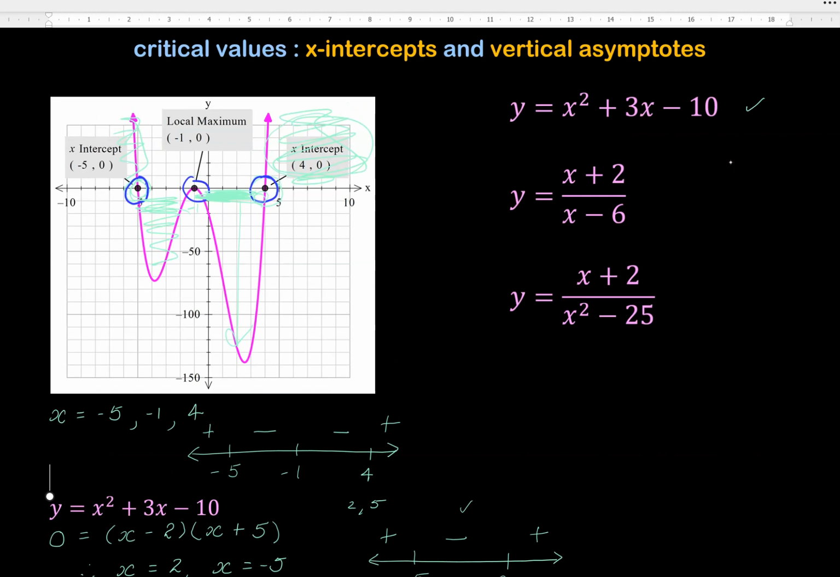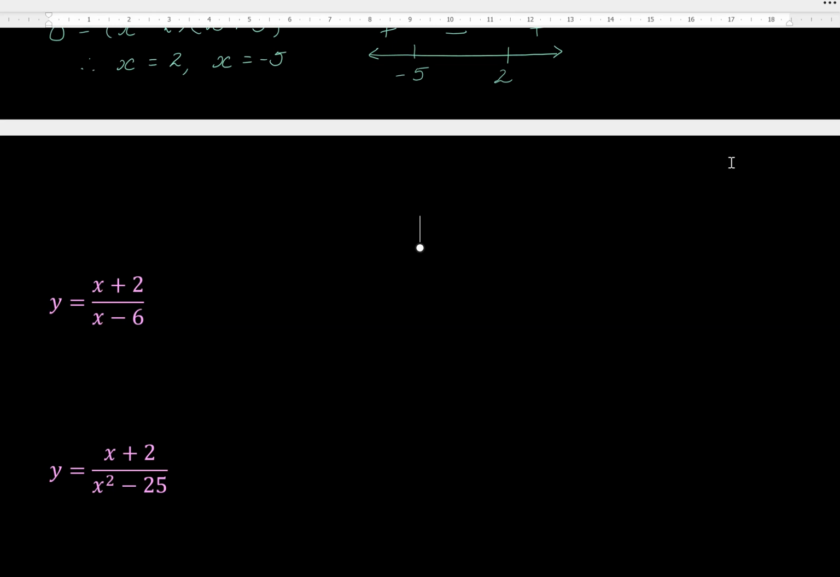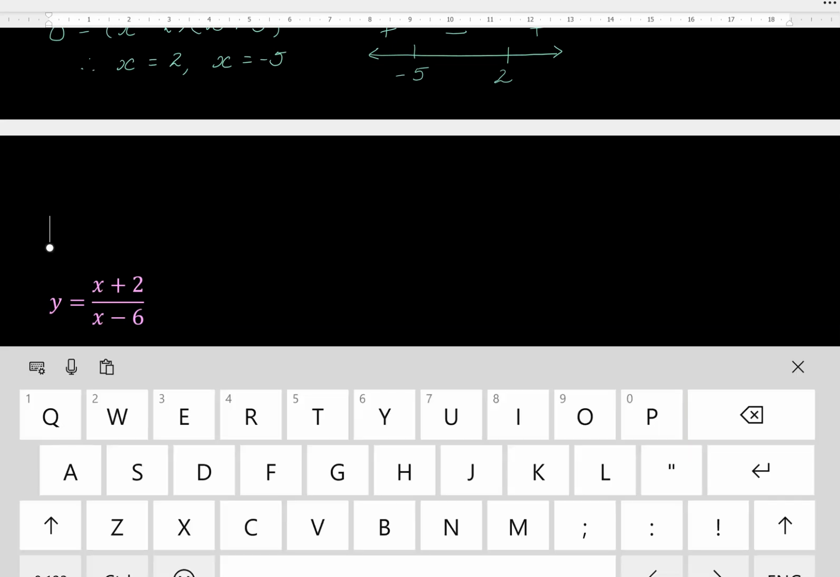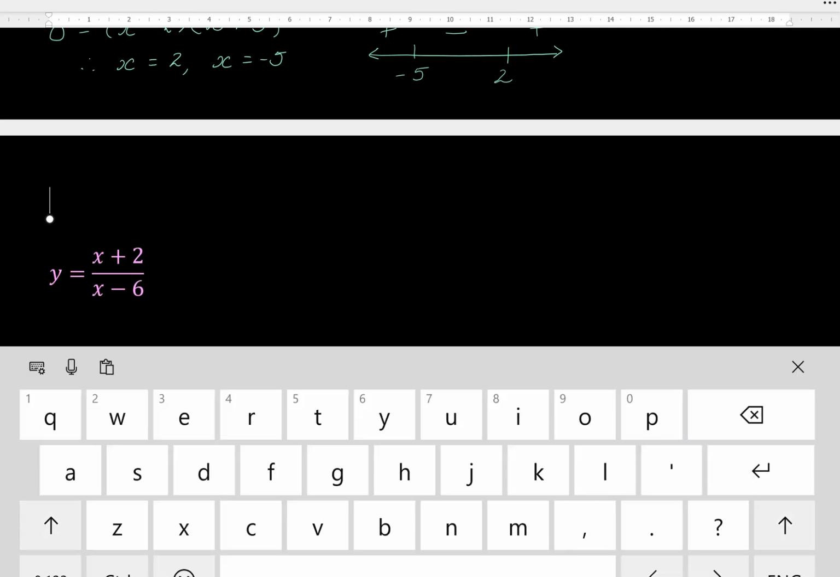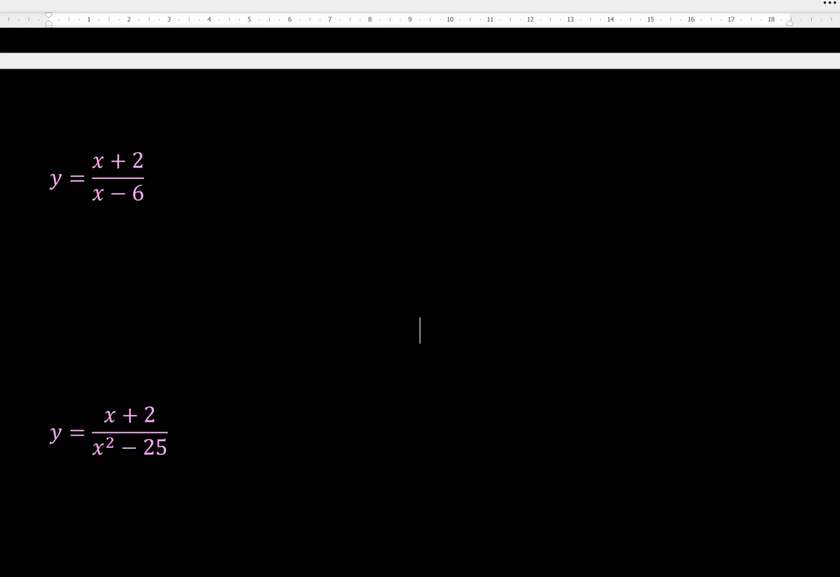What about this one, the rational functions that we've been looking at? Again, what has to happen? We have to find any x-intercepts and any vertical asymptotes. We can see straight away we have definitely got a vertical asymptote because that's what makes the denominator equal to 0. So straight away we're going to write vertical asymptote x equals 6. 6 take 6 is 0.